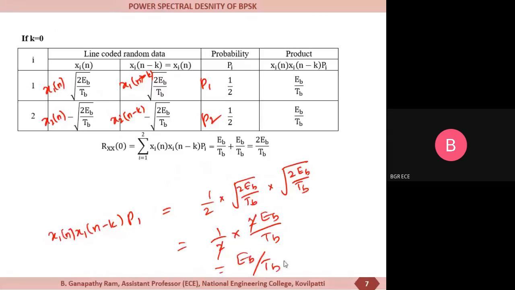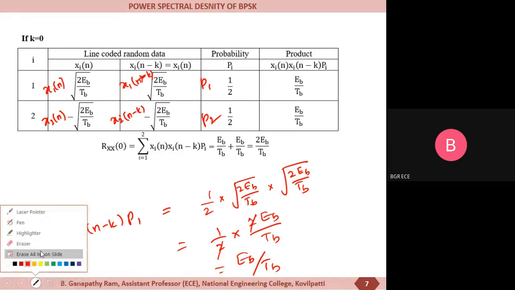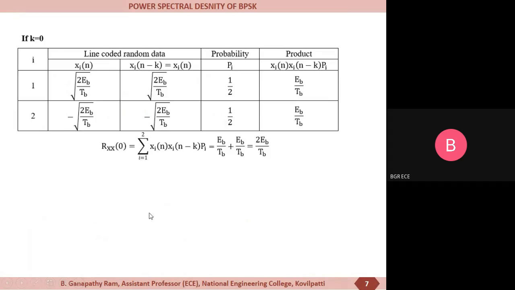Similarly, for the next one, x2 of n multiplied by x2 of n minus k multiplied by p2 will provide EB by TB. So Rxx of 0 is determined by addition of these two functions. So EB by TB plus EB over TB will provide 2EB over TB.